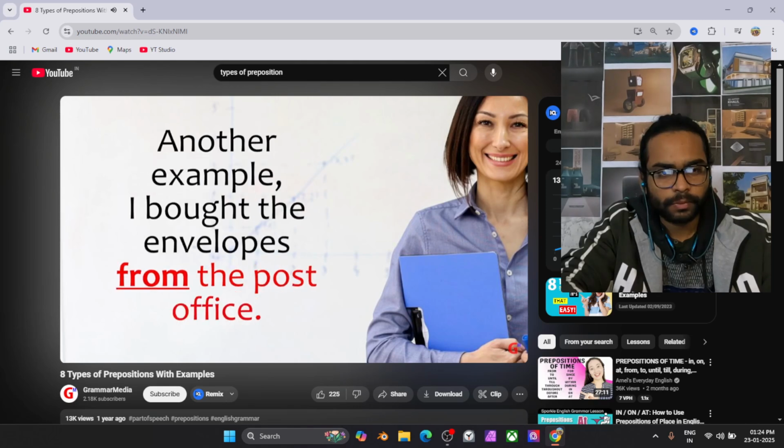Another example, I bought the envelopes from the post office. Here we see the preposition from tells us where the source of the envelopes came from. They came from the post office.